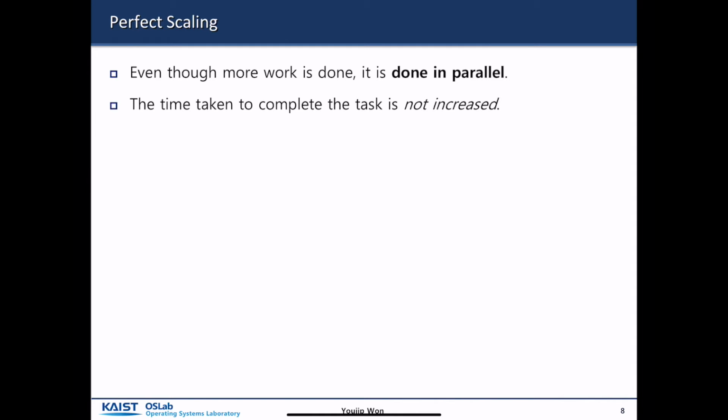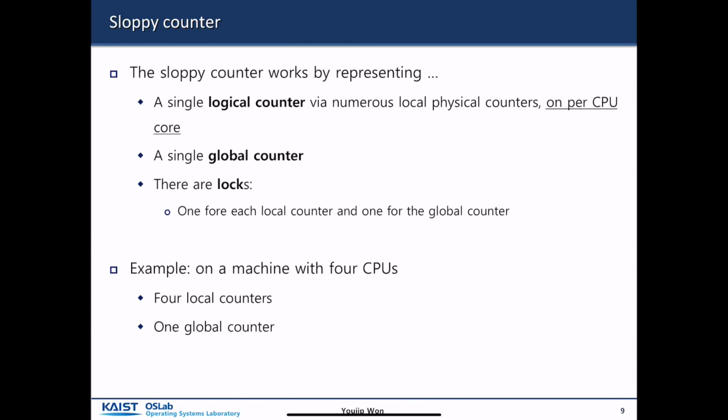Ideally, even though more work is done, the work should be done in parallel, and the time it takes to complete a task should not increase in a perfect scaling protocol. But there is nothing like a perfect scaling protocol. So a group of researchers has proposed the concept of sloppy counter. A sloppy counter consists of one global counter and a number of local counters.